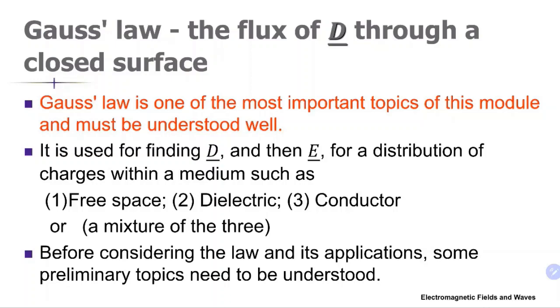Okay, so Gauss law, we can use it to find the electric flux density. Then we can use that to find the electric field. For charge distributions inside mediums such as free space, dielectrics, or conductors, or a mixture of the three, we can use Gauss law to find out the electric flux density, whether it is in free space, in dielectrics, or in conductors, or a mixture of the three.